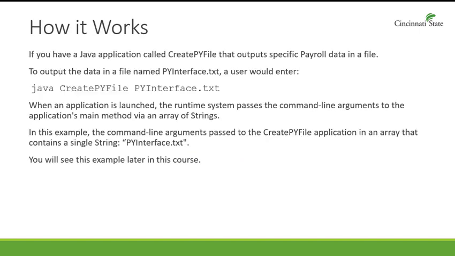Let's look at an example. If you have a Java program called createPyFile, this program will output payroll data to a file. You want the ability to pass the name of the output file. In this case, we will call it pyinterface.txt. When createPyFile is launched, the runtime system passes in pyinterface.txt as a string array. This example passes only a single string. You separate the arguments or parameters by spaces.